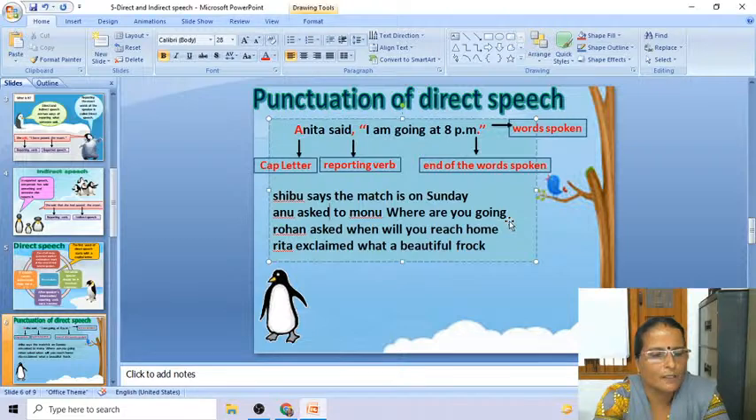Yes. Parth Shukla, now also there is a mistake. You are repeating the same sentence, posting the same sentence without any change. Asked, A should be small letter, Monu, M should be capital letter, and first question mark, then only inverted comma. Right, where are you going? Okay, Suryansh. Good. What is this, Satyam? You are not even copying properly, my dear.